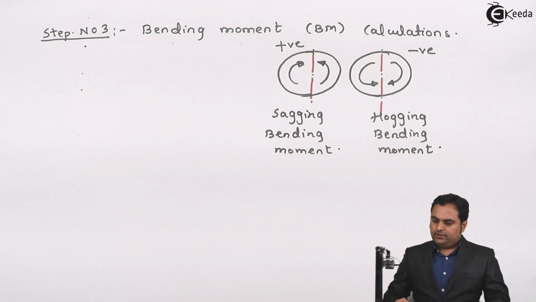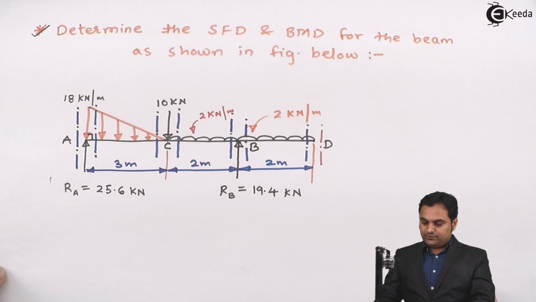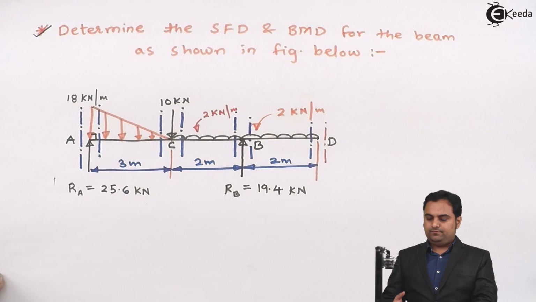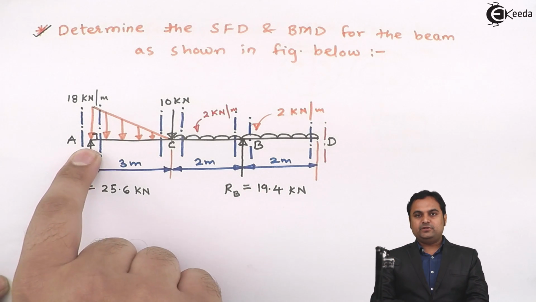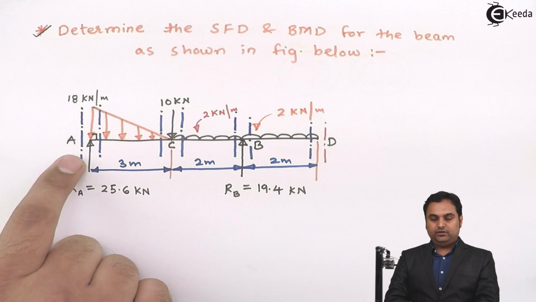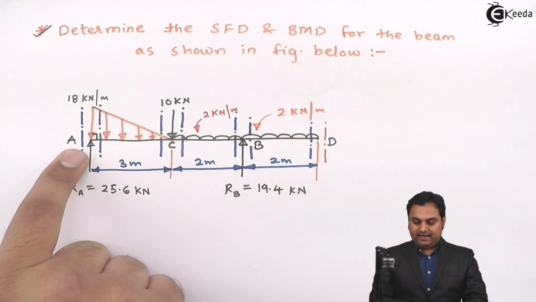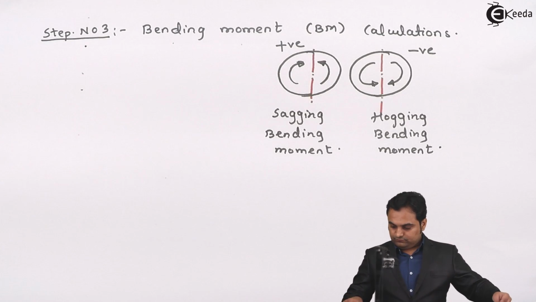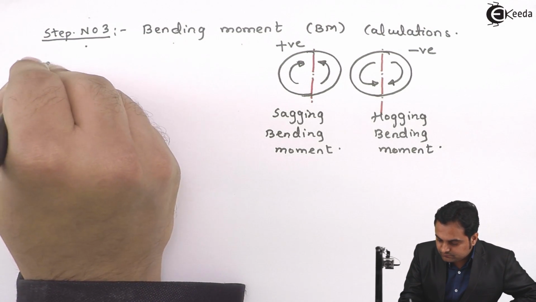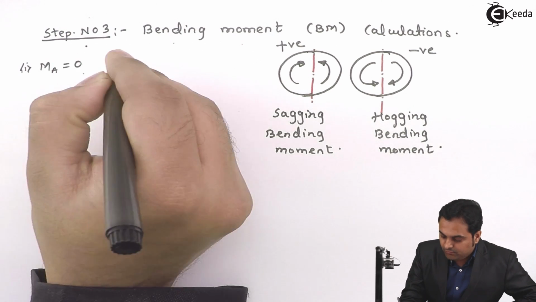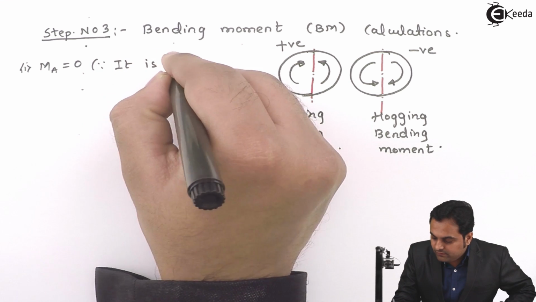Now, here I am calculating the bending moment. As we see, the given beam is an overhanging beam in which portion BD is overhanging. So first of all, moment at A will be 0 because it is supported. We don't have any part of the beam ahead of A, so there won't be a moment. So moment at A is equal to 0 since it is supported.